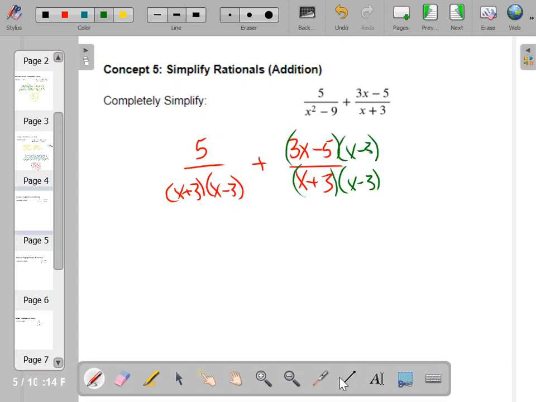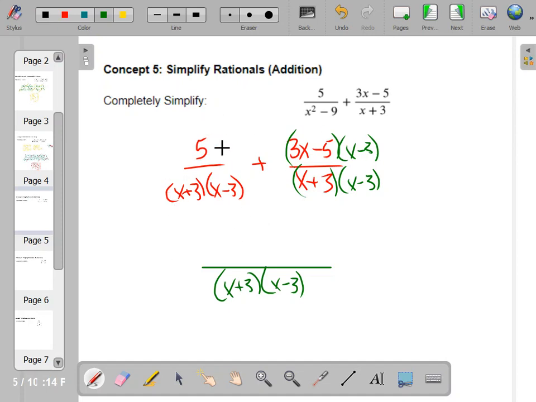Now my denominator is not going to change for the rest of the problem. It's going to be x plus 3, x minus 3. And it's important you remember that when you're simplifying, this does not go away. You need to keep the denominator. When you're solving, you can cancel it out. We don't have an equal sign, so the denominator is going to stay the same.